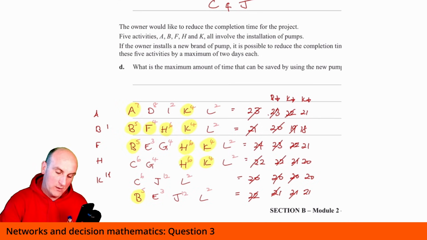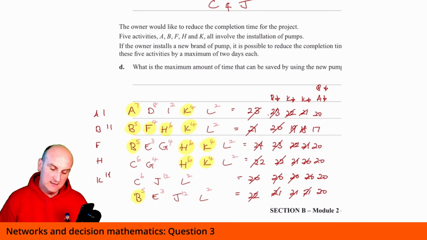So I'm going to bring A down by 1 and B down by 1. So if I bring A down by 1, that's going to give me 20. So A down by 1 and B down by 1, B, that's going to make that 18, 17. That's going to make that 20. That's going to stay at 20. That's going to stay at 20. And that's now going to become 20.